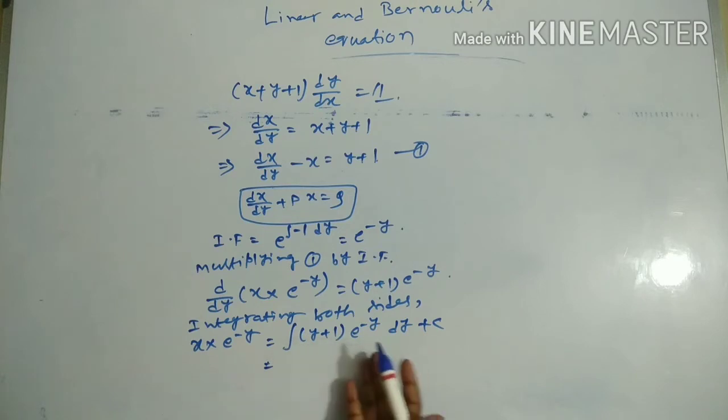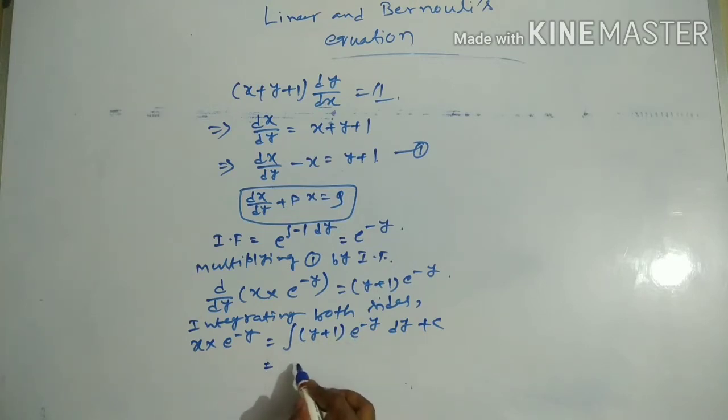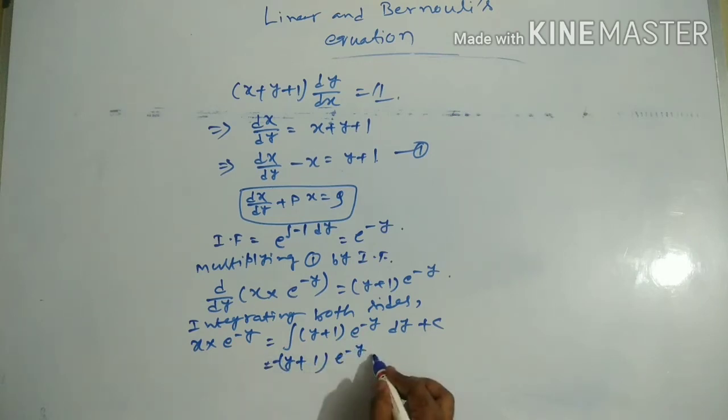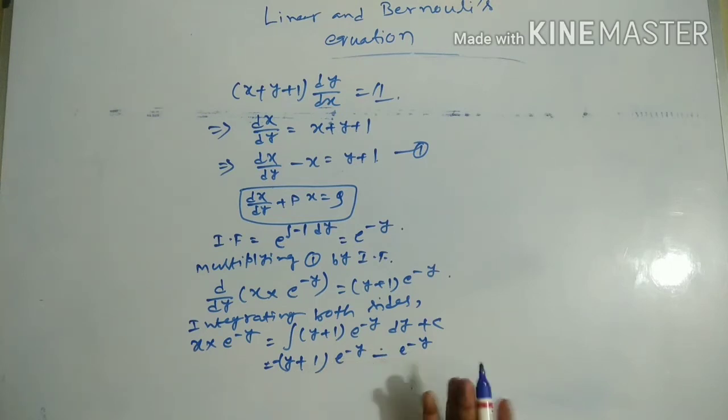Now for this integration we will have to use the method of by parts integration. So this will be y plus 1 into integration of e to the power minus y, that is minus e to the power minus y, minus, minus e to the power minus y. I have done the integration directly. We will do all the steps, okay, plus c.